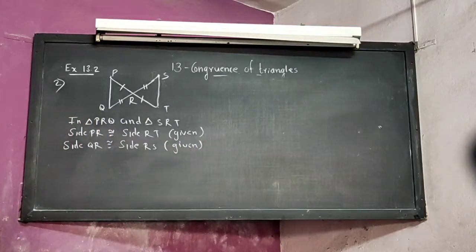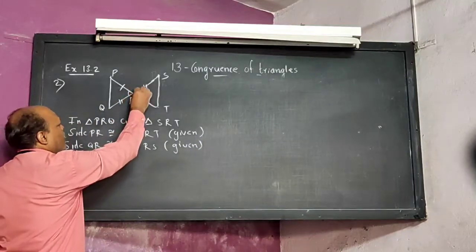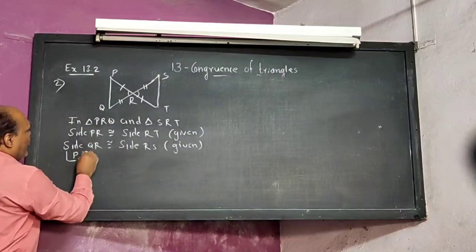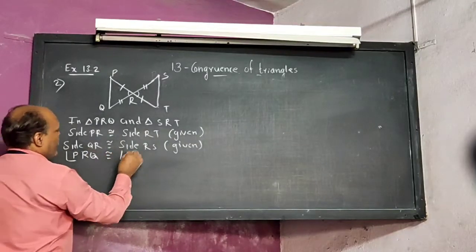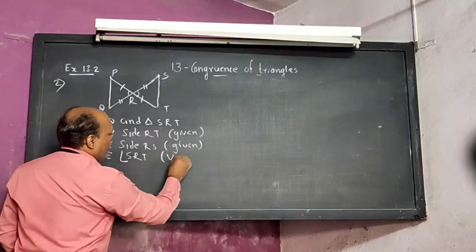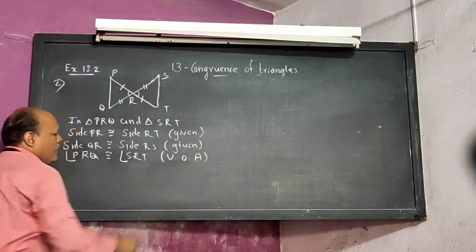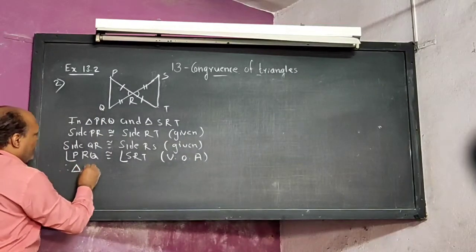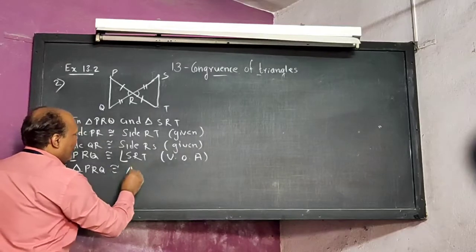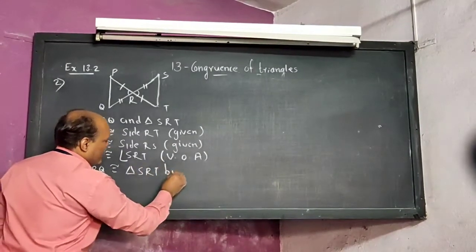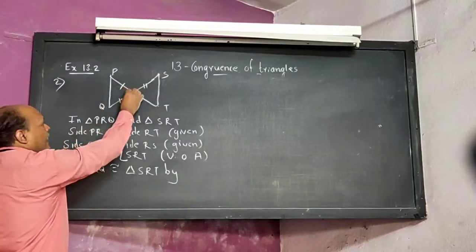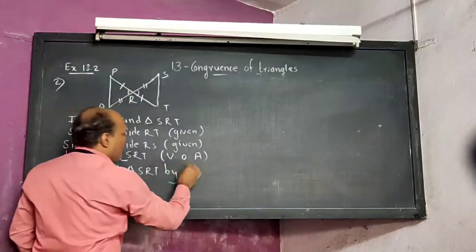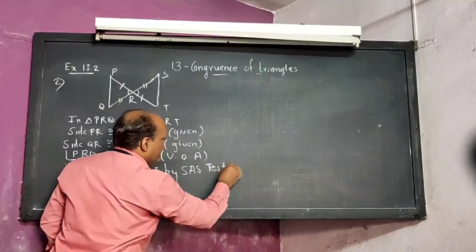Okay, two are given to you, and the third one we can say here: angle R congruent to angle R, that is vertically opposite angles. That means angle PRQ is congruent to angle TRS, vertically opposite angles. I have written in short VOA. I hope all of you understood. Now therefore triangle PRQ is congruent to triangle TRS. Now the test: your angle is included between the two sides, that is side angle side, the SAS test. Which test is this? SAS test.